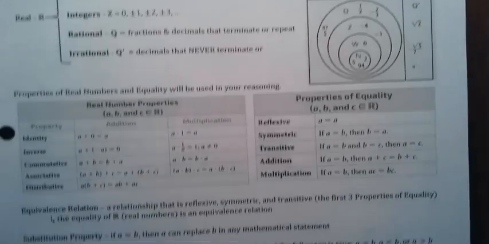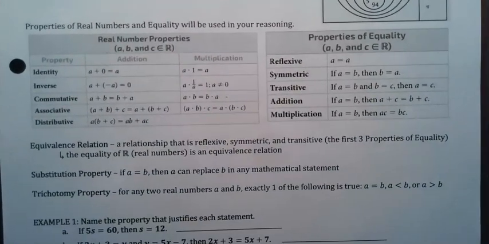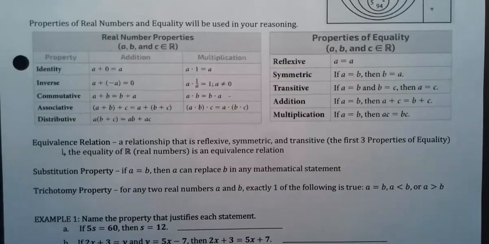Then we've got some properties of real numbers and equality that will be used in your reasoning. We have some real number properties because they're all real numbers, but we have the identity property. That's when we have any number and we add it to 0, we still get that real number. Or if we use it in multiplication, any number times 1 equals that number. So these are the properties that we can possibly use in our proofs. We're going to be doing proofs on the back of these notes. So these are some of the reasons that we can give.